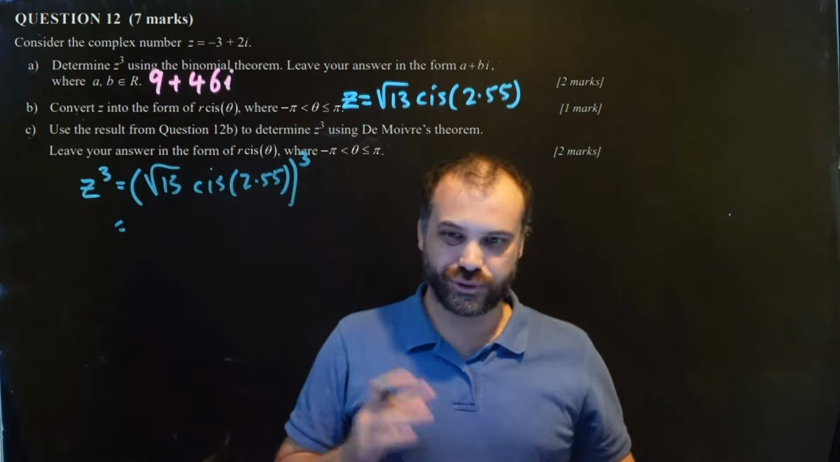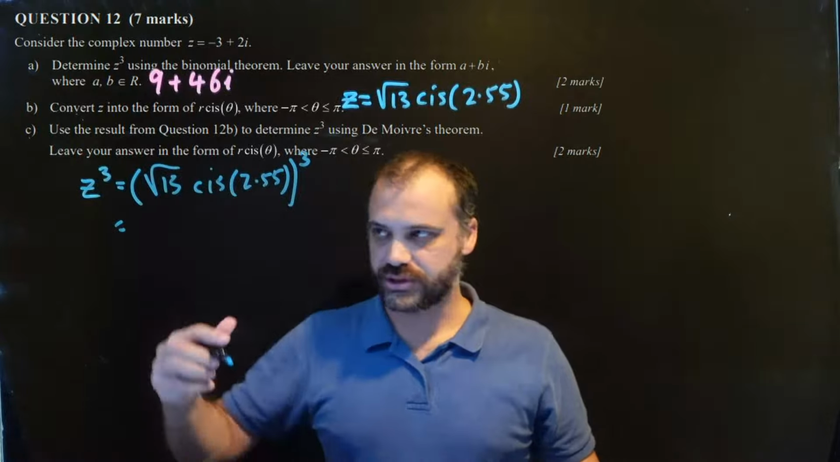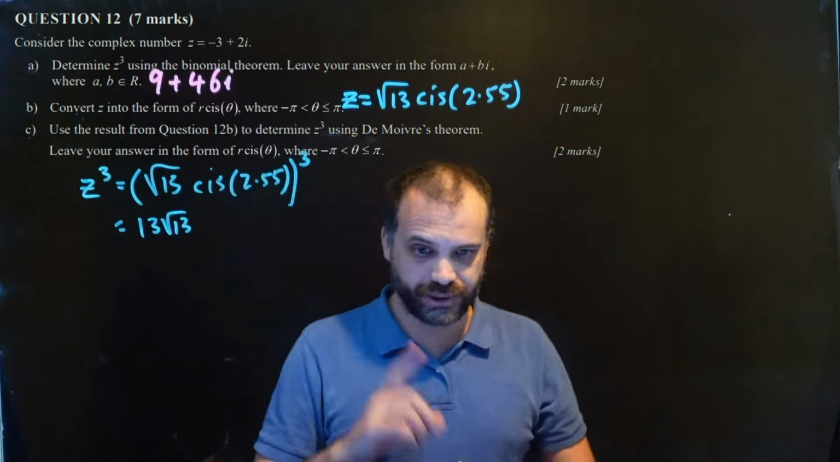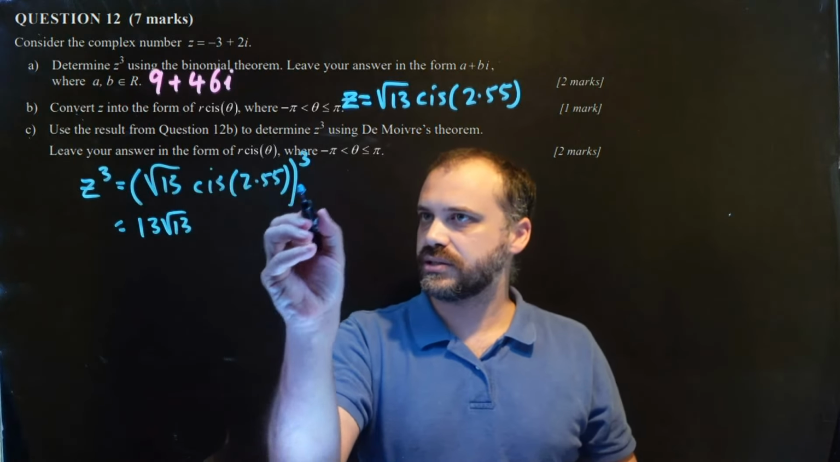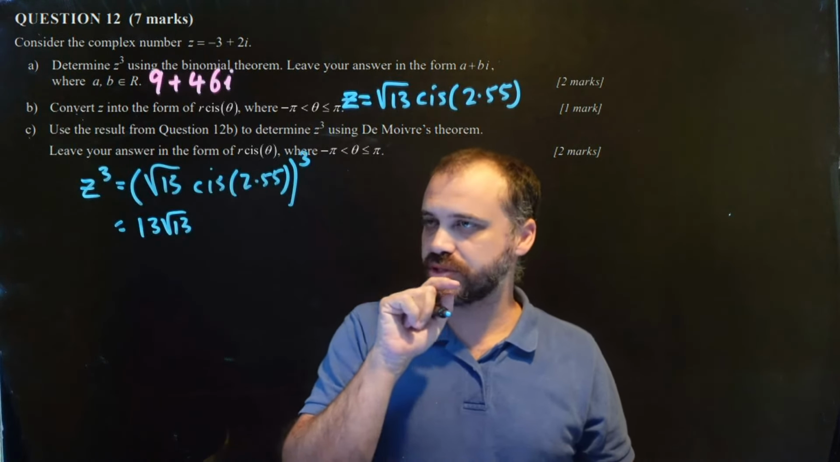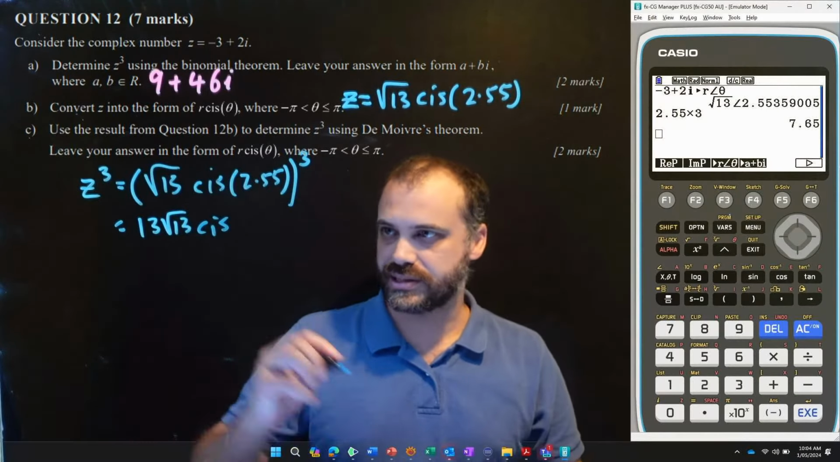Root 13 to the 3, that's root 13 times root 13 times root 13, that's 13 root 13. Type it into your calculator if you want, but that's definitely what it is. And then we have cis 2.55 times 3. That's how de Moivre's theorem works. So whatever 2.55 times 3 is: 7.65.